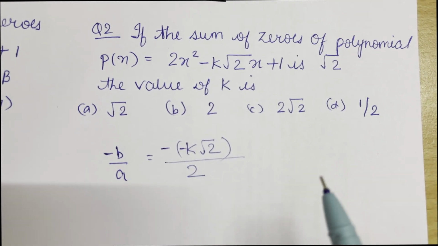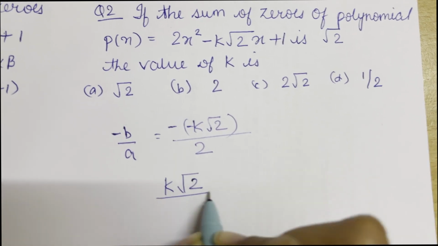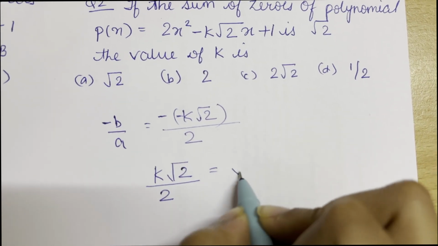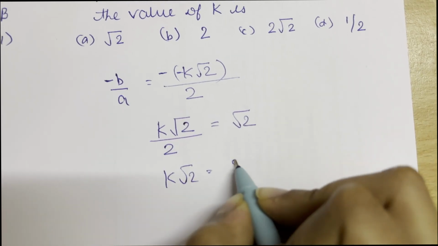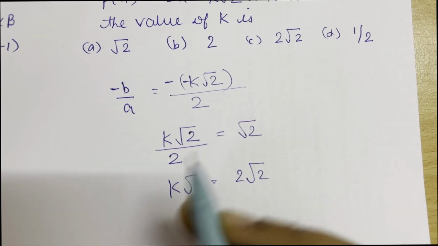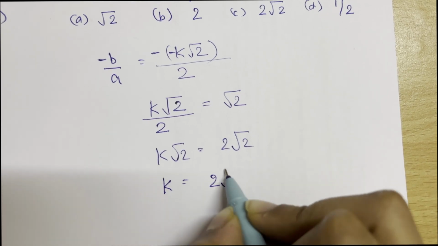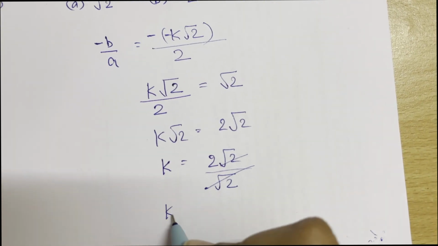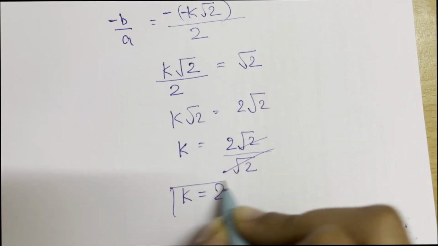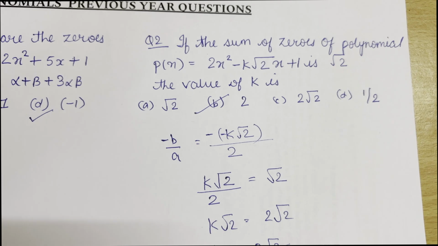Upon a is 2. So this value is equal to k root 2 upon 2, which is equal to root 2. So from this we got k root 2 equals 2 root 2, so k is equal to 2 root 2 upon root 2. Root 2 got cancelled by root 2 and k is equal to 2. So the correct answer for this is option B.